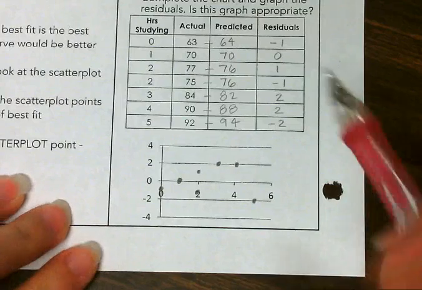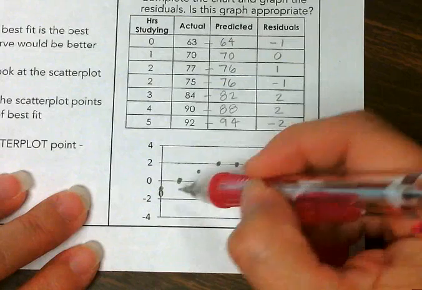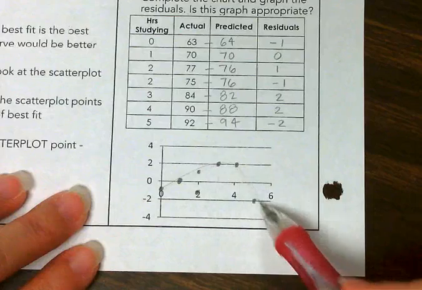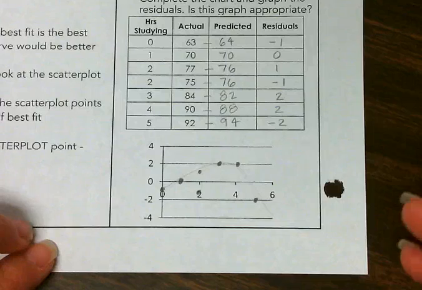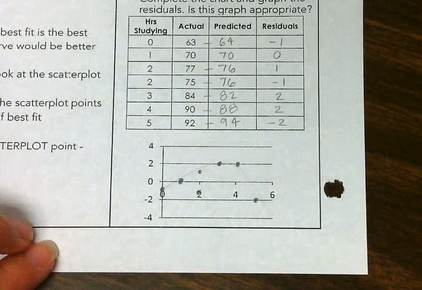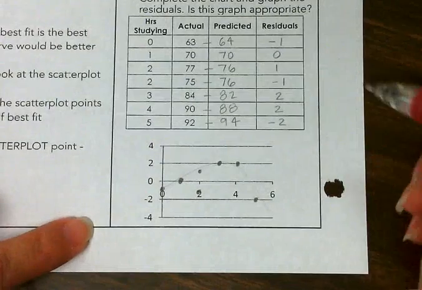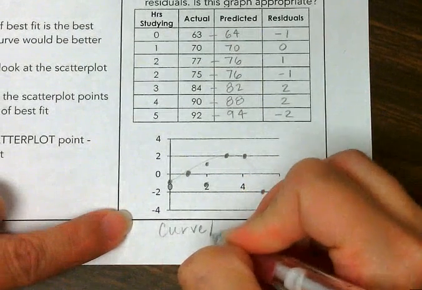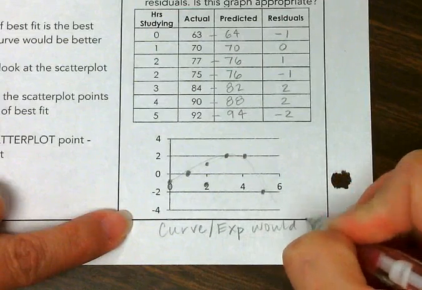Okay, so now what we're going to do is look and see if there's any sort of pattern here. And I do kind of see this outlier, but I do see a pattern that looks a little more like a curve. So remember that what we're looking for is if there is a distinct pattern that looks like a curve, then that tells us that a curve of best fit would have been better. If it's just scattered all around, then we know the line of best fit is good. So is this graph appropriate? No, I would say that a curve or exponential regression would be better on this one.